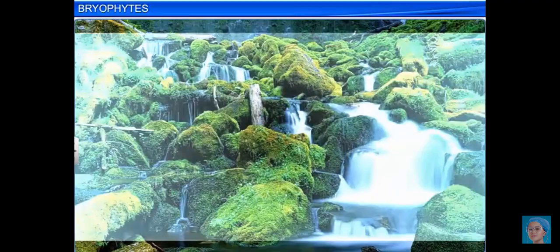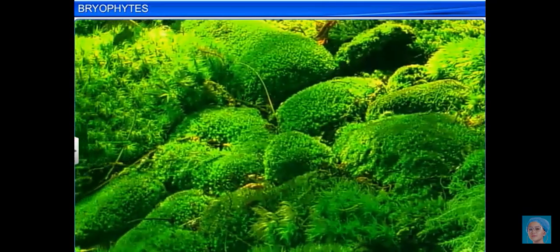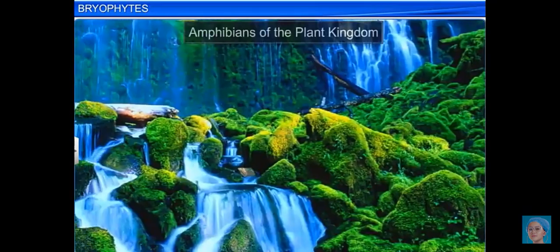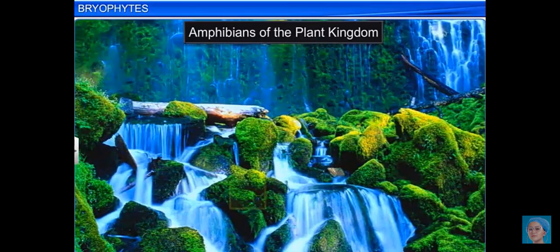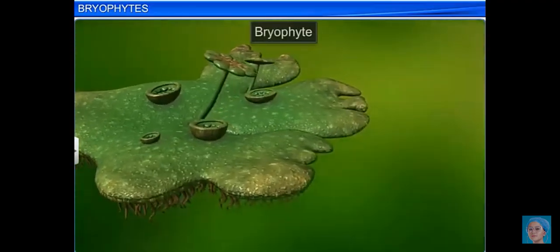...is a type of bryophyte. Bryophytes are plants that usually grow in damp, humid, and shaded localities. They are also called amphibians of the plant kingdom, because though bryophytes grow in soil, they need a moist habitat for sexual reproduction. Let's now take a look at the different parts of a bryophyte.